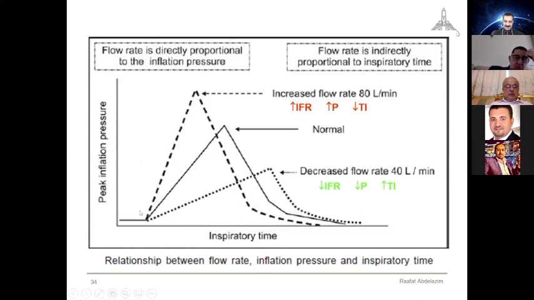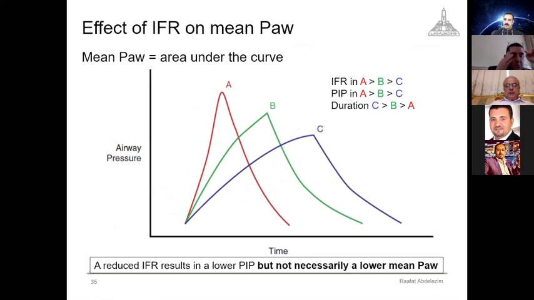If we observe the peak inspiratory pressure changes, or the pressure changes against time, the three curves here represent changes in inspiratory flow rate. The normal situation is the one in the middle. Increasing the inspiratory flow rate will result in increasing the airway pressure and a reduction of the inspiratory time. Decreasing the inspiratory flow rate will give the opposite results, reducing the pressure and increasing the inspiratory time. This is important in patients who have high pressure during mechanical ventilation. The application of this graph will be presented later on.